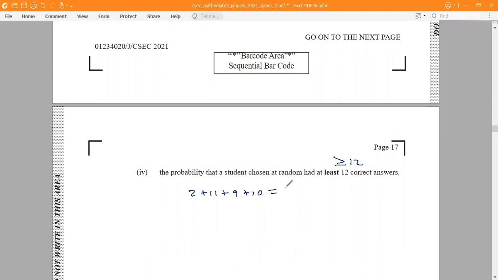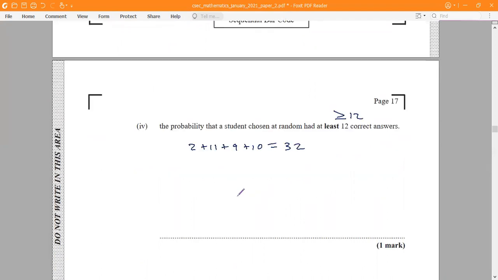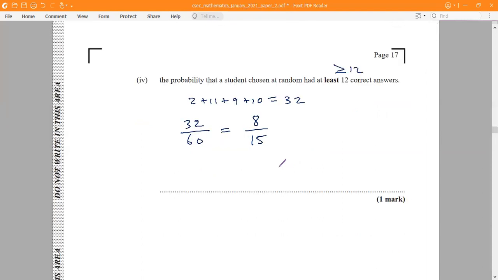And we get 32. Now we take the total number of students, so we divide 32 by 60. And this will give the probability that we need. 4 into 32 is 8, 4 into 60 is 15. This is our answer, 8 over 15 is the probability that we need for our question.